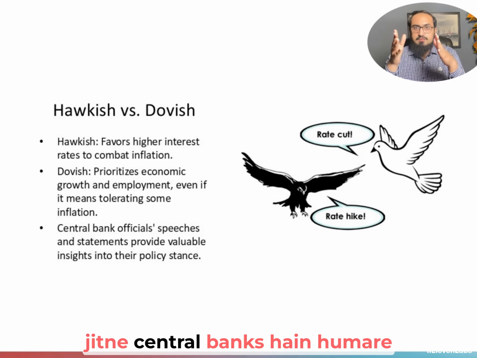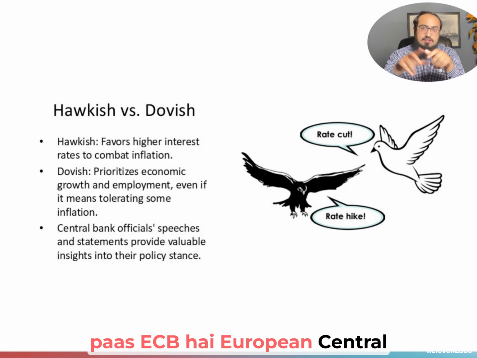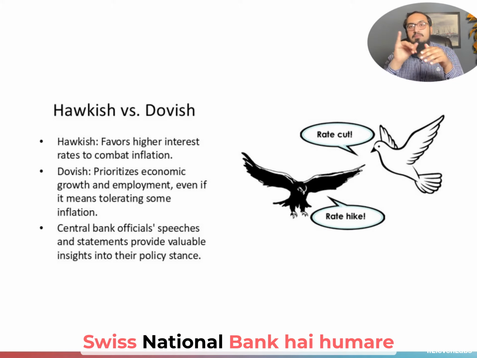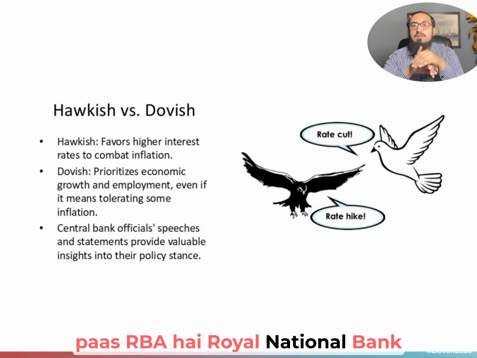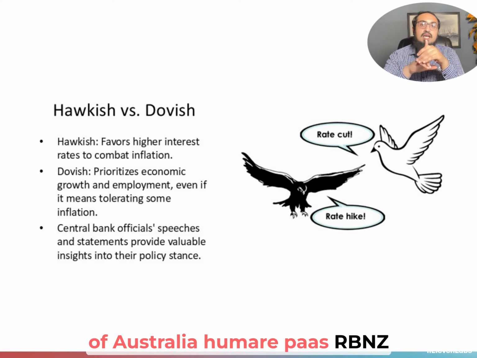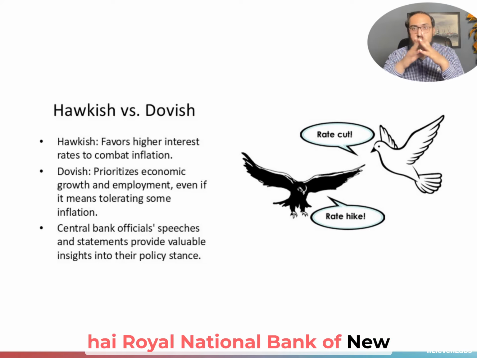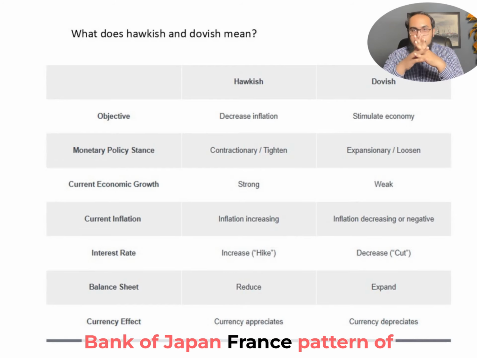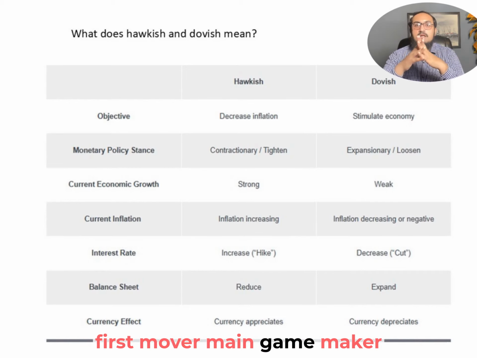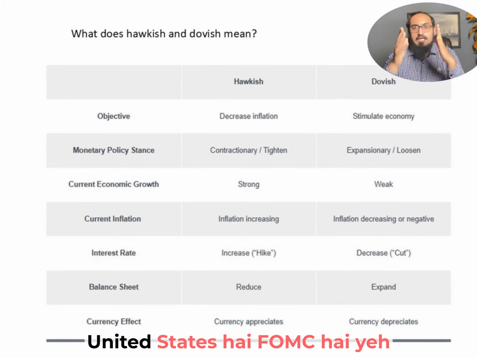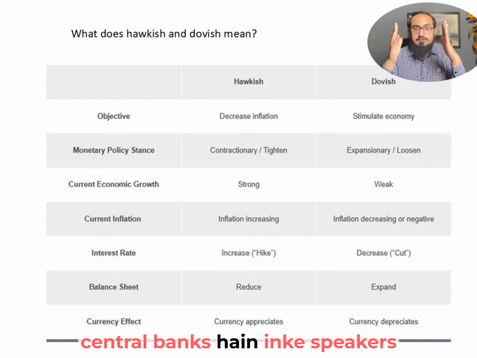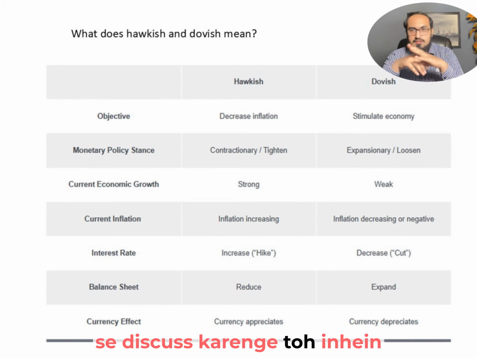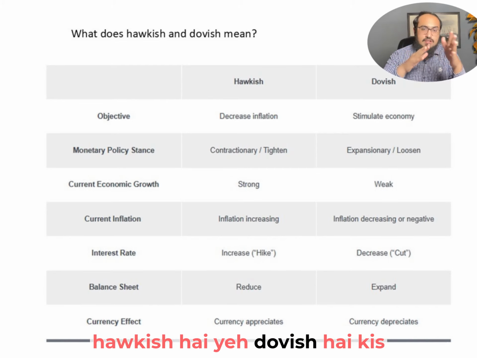All the speakers of the central banks: we have the ECB, the European Central Bank, we have the BOE, the Bank of England, then we have the SNB, the Swiss National Bank, the RBA, the Reserve Bank of Australia, then we have the RBNZ, the Reserve Bank of New Zealand, the Bank of Canada, the BOC, the Bank of Japan. Last but not least, the main mover, the main game maker, we have the Federal Reserve of the United States. There is the FOMC. So this central bank has its speakers, its chairman, its decision makers. We will discuss in detail later. So we categorize them as hawkish or dovish.